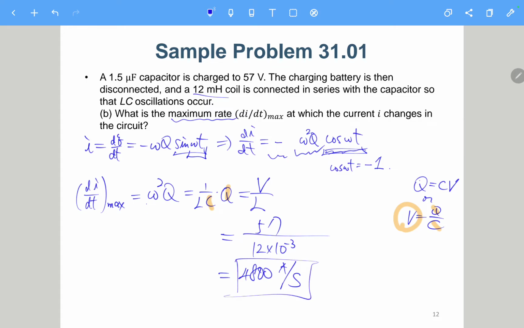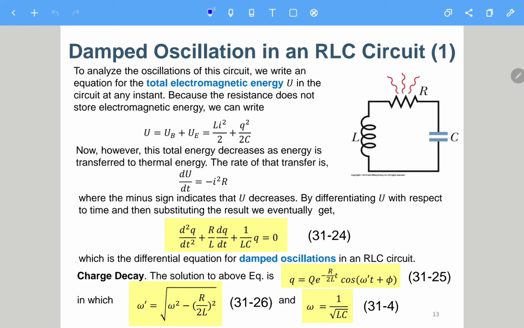Okay, why is the SI unit like this? So you see here di/dt. The SI unit for i is A, the ampere. The SI unit for t is s. So the SI unit for di/dt max is A over s. Okay. Any questions?